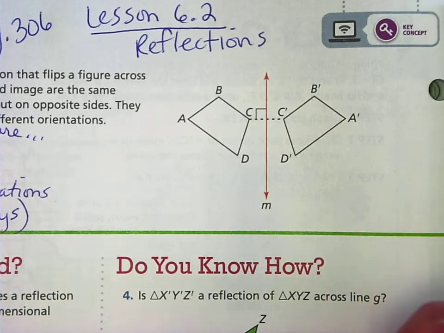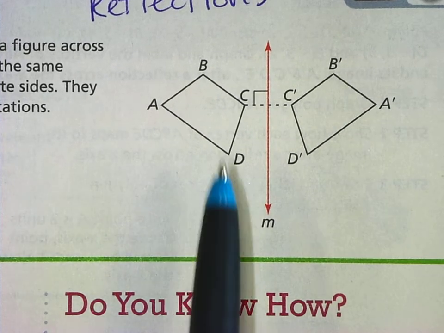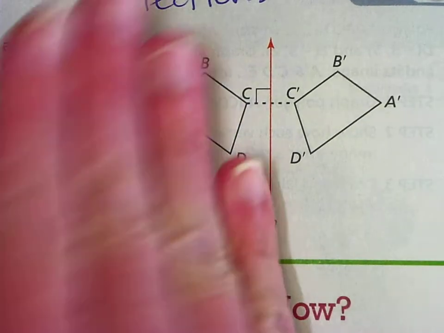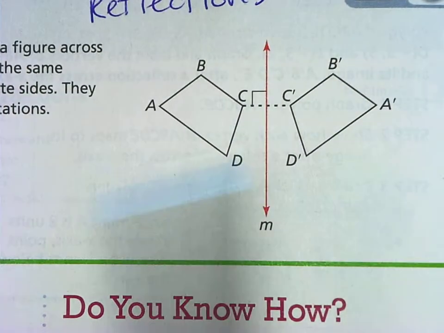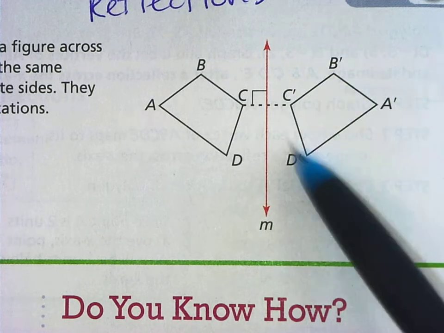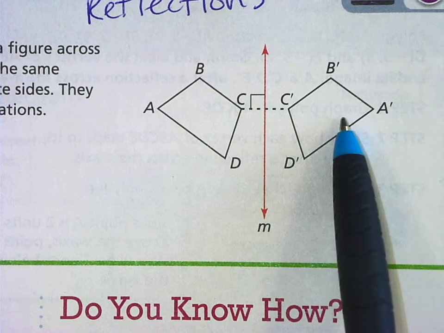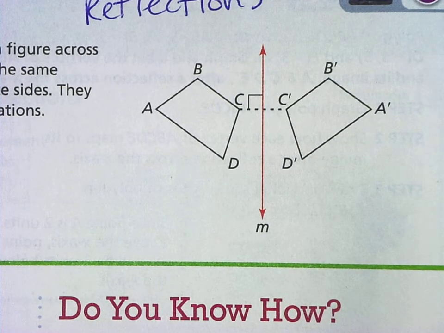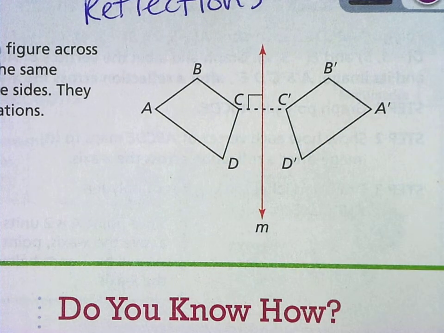This would be a reflection. Our line of reflection is this red line M, and we are taking this four-sided figure ABCD and we reflected it over this line. It's like we took it and flipped it over this line, and it's now A'B'C'D'. Notice that your original, your pre-image, and your image are still the same size and same shape. They're just facing different ways. We call those orientations. So they're the same size, same shape, but just facing a different way.